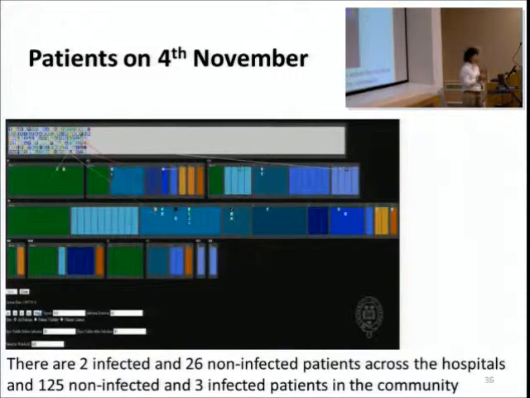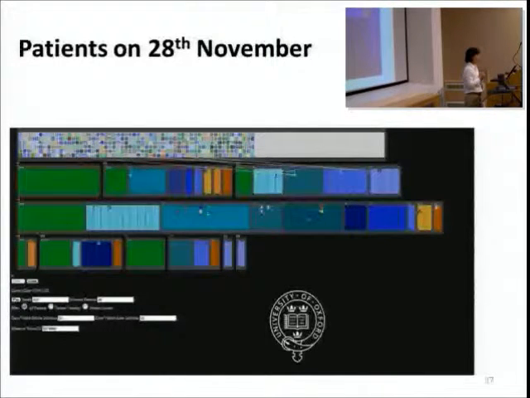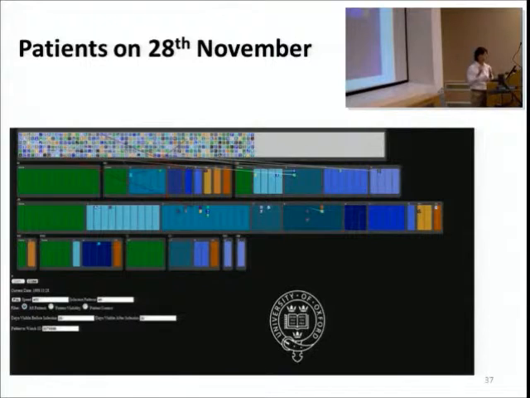On the 4th of November, we have 2 infected and 26 non-infected patients across the hospital, and we have 125 non-infected and 3 infected patients in the community. On the 28th of November, we actually have 4 infected patients and 2 recovery patients in JR. Now, is that something that we should send an alarm?